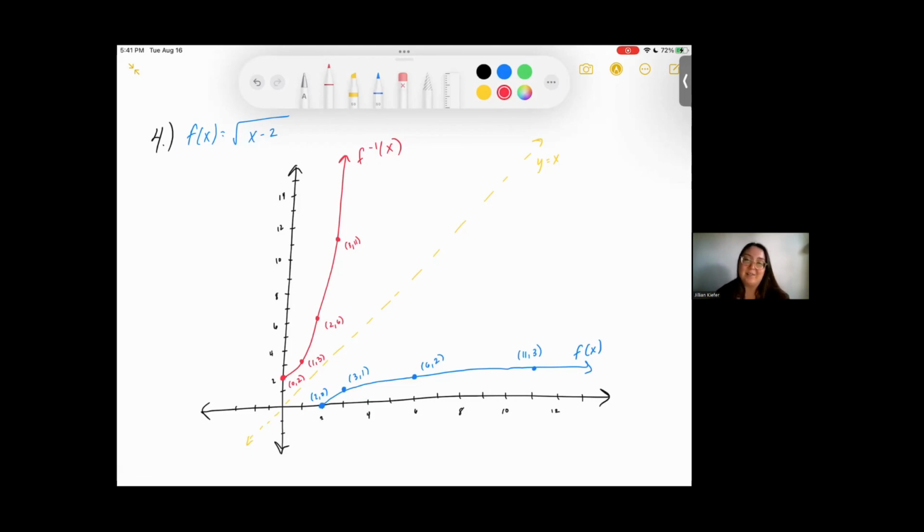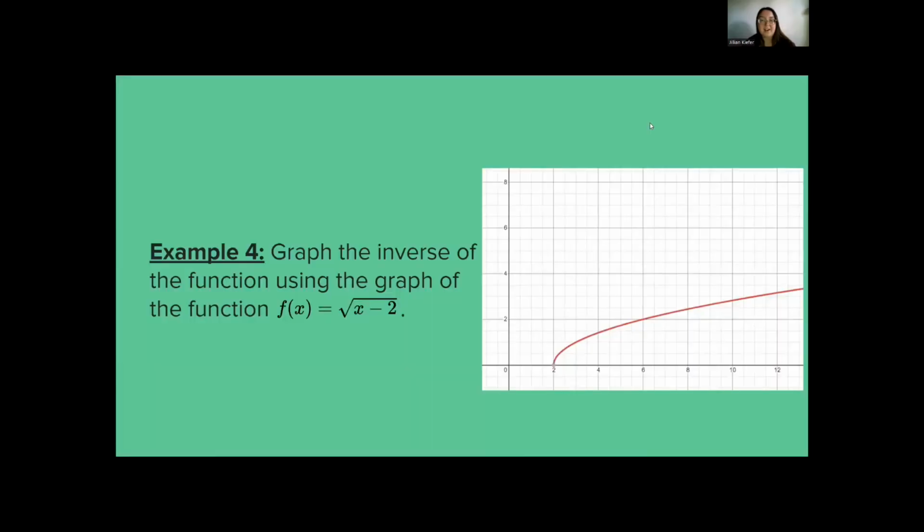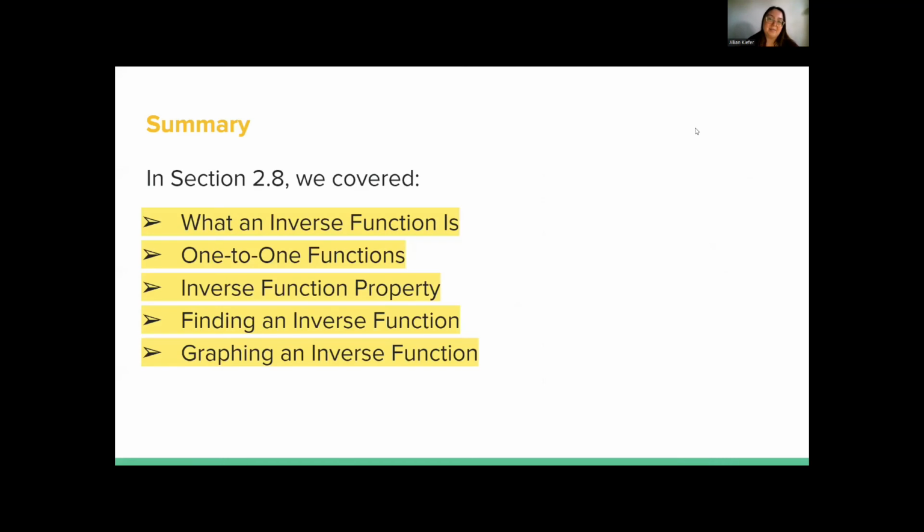So, all right, that finishes up our example. Let's go ahead and head back over to the lecture. All right, that was example 4, and that finishes up section 2.8. So in summary, in section 2.8, we covered what an inverse function is, one-to-one functions, the inverse function property, finding an inverse function, and lastly, graphing an inverse function. So all about inverses, all about those reverse Uno cards. All right, that finishes up section 2.8, and I'll see you in the next one.